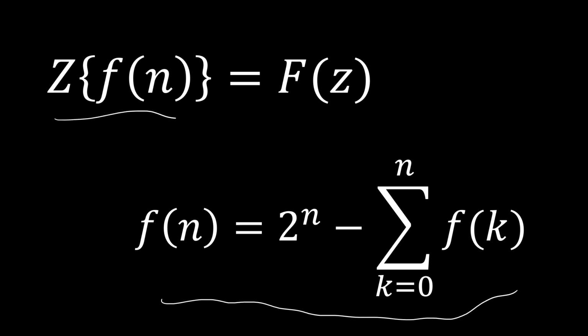Z of f of n is equal to F of z, and this might remind you of the Laplace transform of f of t, which is equal to F of s, right? This is basically the exact same thing, only this time we're talking about discrete variables, or discretely defined functions rather than continuous functions. So it's essentially the same thing as the Laplace transform, and similarly it can be used to solve not only functional equations but difference equations, which are the discrete equivalent of differential equations.